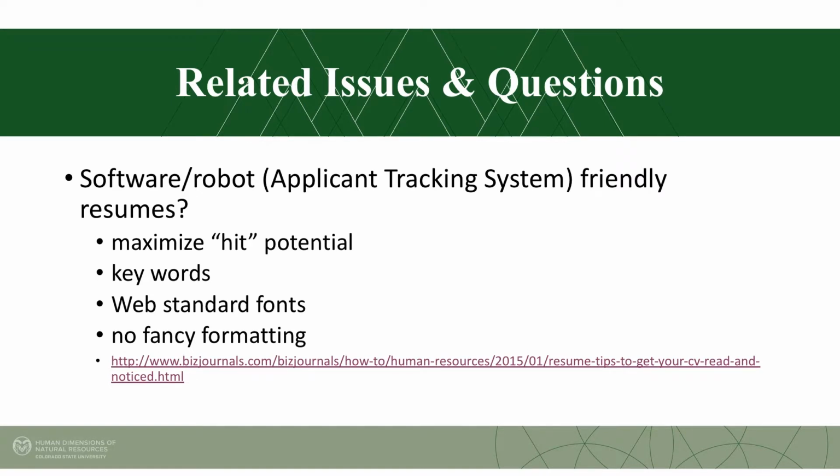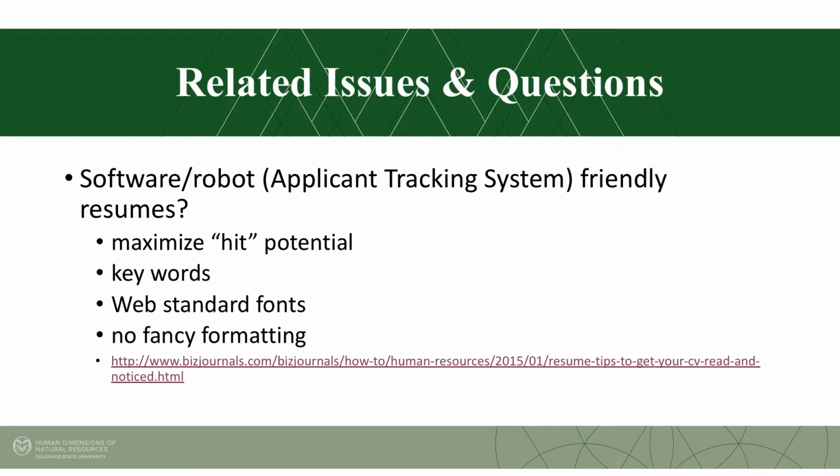Okay, so I mentioned before about using software to scan and look for words in a resume. These are commonly known as applicant tracking system software applications. And so if you know for sure that a company is using an ATS, and if you don't know for sure, you can email them, call them, or ask them, it's important to construct your resume so it's friendly to this particular software. And so what you're trying to do is maximize your hit potential. So keywords are really important.